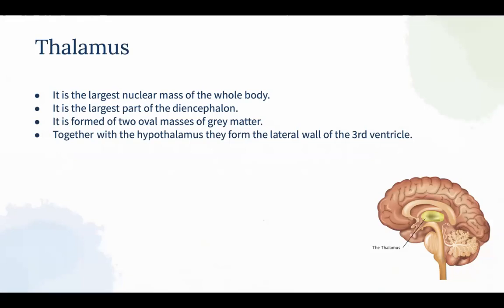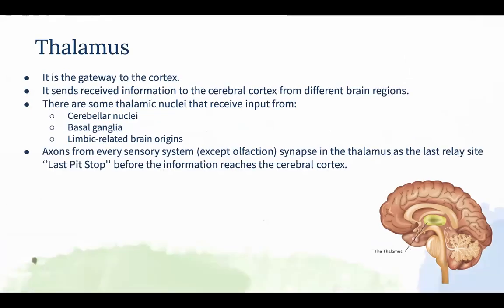Diencephalon composes the central basal structures of the brain. It is formed of two oval masses of gray matter. So we have two thalami on each side of the cerebral hemisphere. And together with the hypothalamus, the thalamus forms the lateral wall of the third ventricle. So زي ما قلنا, it's the gateway to the cortex.